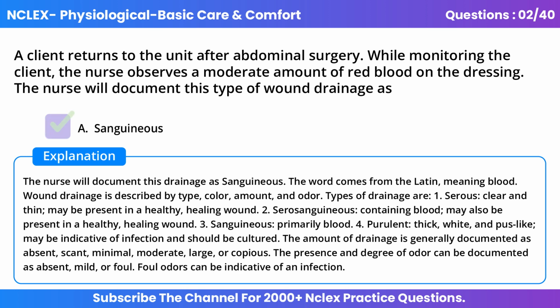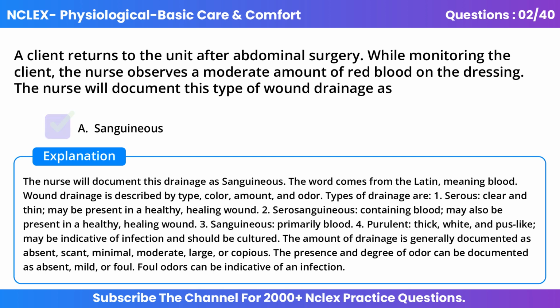Wound drainage is described by type, color, amount, and odor. Types of drainage are 1. Serous, clear and thin, may be present in a healthy, healing wound. 2. Serosanguineous, containing blood, may also be present in a healthy, healing wound. 3. Sanguineous, primarily blood. 4. Purulent, thick, white, and pus-like, may be indicative of infection and should be cultured.